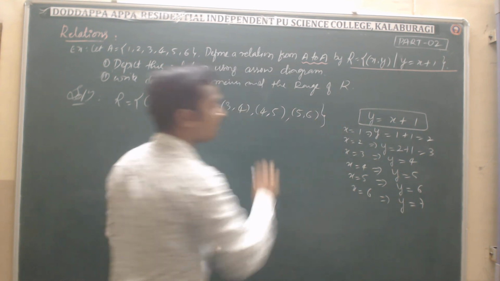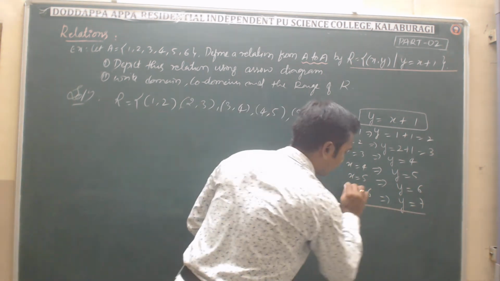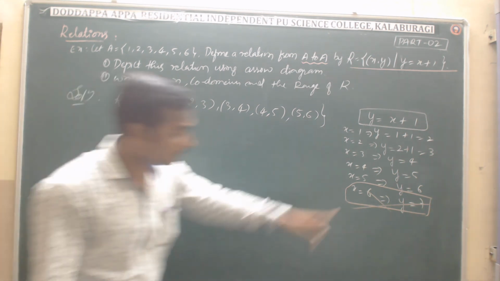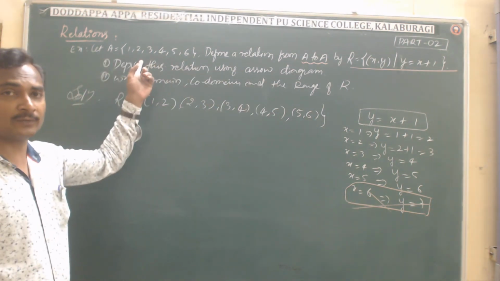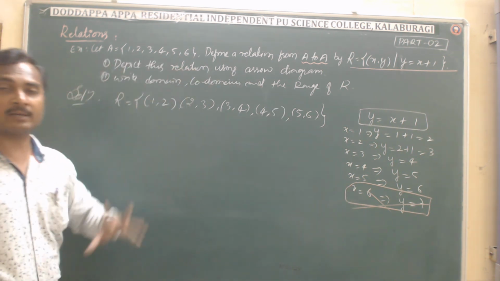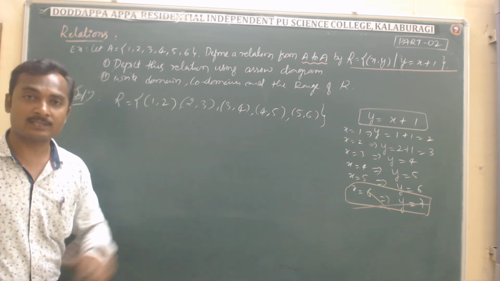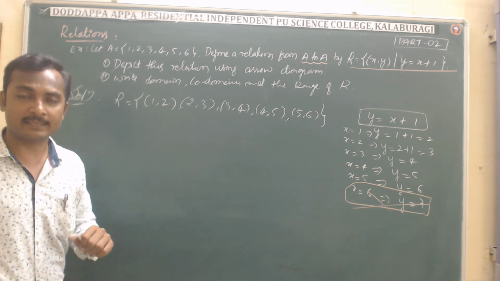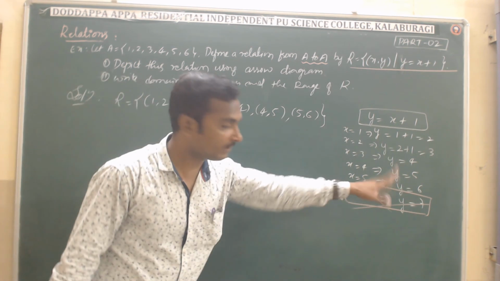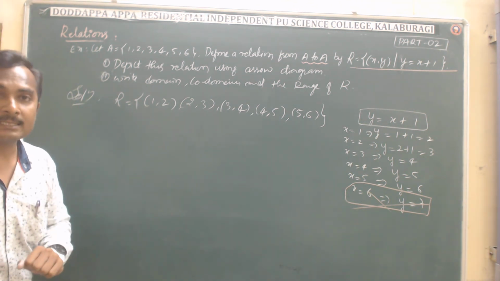Now I will stop choosing the elements here. I will not pick x equals 6 and y equals 7. That is because x belongs to the set A = {1, 2, 3, 4, 5, 6}, and y equals 7 is not a member of the set A. Therefore, I will not take the last pair, which does not fit the given condition. I stopped at (5, 6). So this is the relation set.